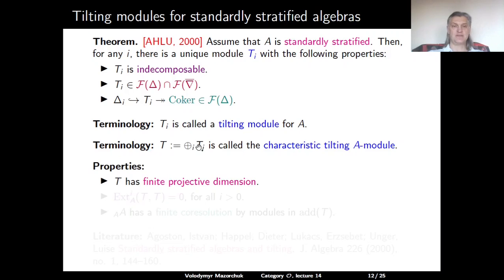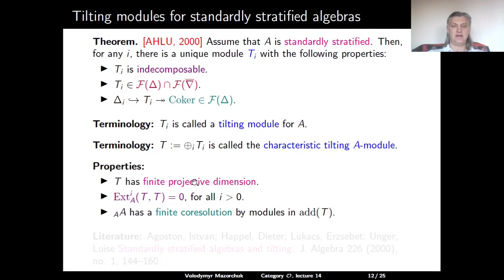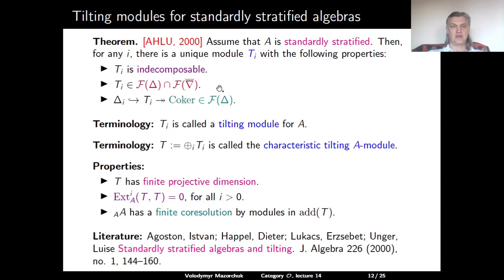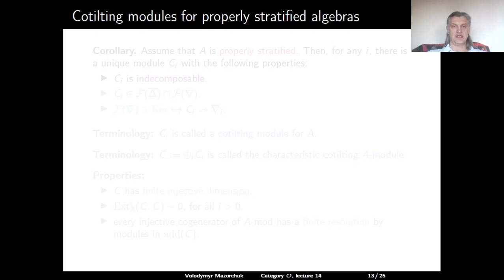So here are some properties. First of all, the module T has finite projective dimension. Second, the module T is homologically orthogonal to itself. All extensions of strictly positive degrees from T to T vanish. And finally, the projective generator of A has a finite co-resolution by modules in the additive closure of T. The relevant literature for this theorem is a paper by Ágoston, Happel, Lukács, and Unger called Standardly Stratified Algebras and Tilting from 2000.